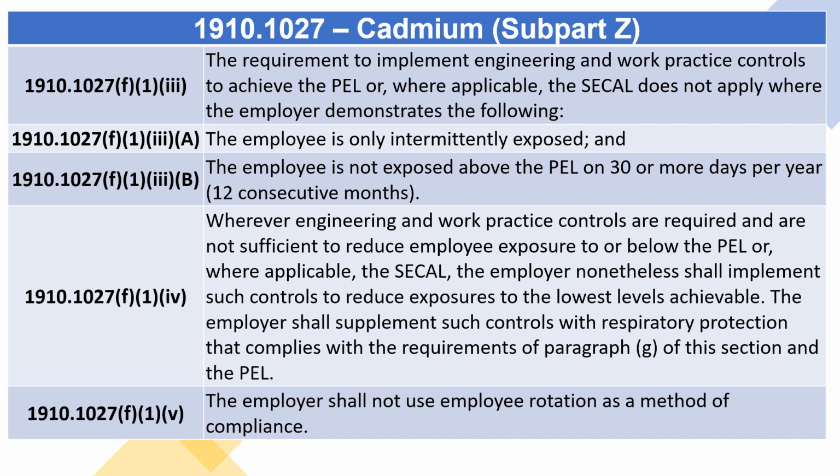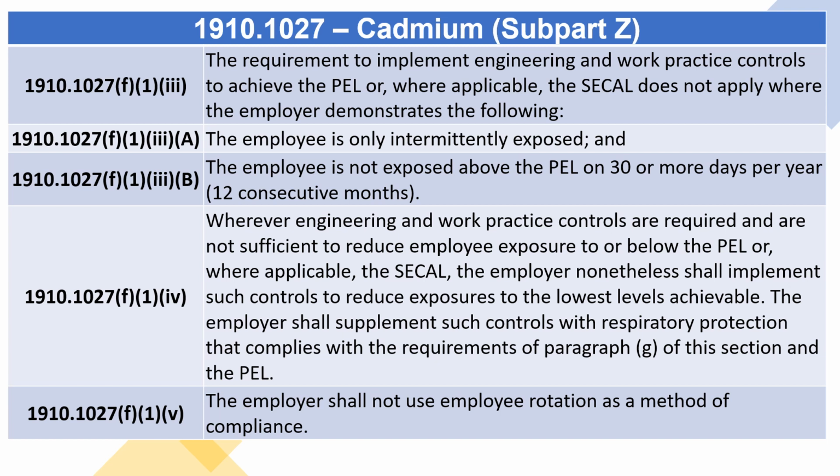1910.1027(f)(1)(iii) The requirement to implement engineering and work practice controls to achieve the PEL or, where applicable, the SECAL does not apply where the employer demonstrates the following: (f)(1)(iii)(A) and (B) The employee is only intermittently exposed, and the employee is not exposed above the PEL on 30 or more days per year, 12 consecutive months.